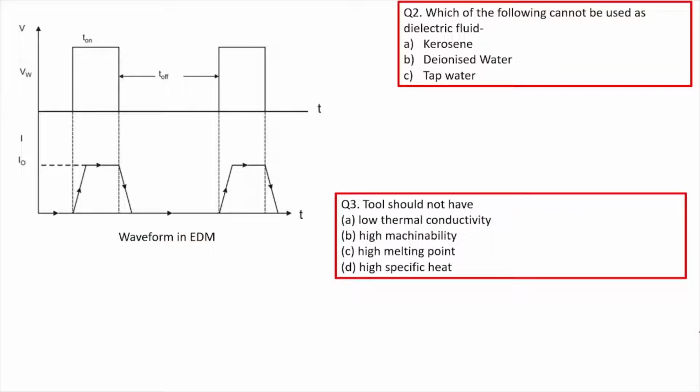Moving to the next, this is the waveform which is generated in the electrodischarge machining process. The process parameters of that waveform are the parameters by which the spark and all those things work in the EDM process.